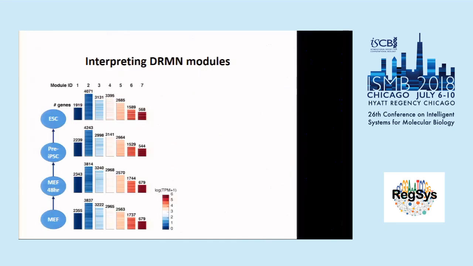Now we'll go over some ways that we're using DRMNs to try to learn about the underlying biology. This figure shows all of the module assignments in a learned DRMN. Each row in this figure represents one cell type, and each of the bars is one of our different modules. There were 7 modules here. Each bar stacks up all of the genes assigned to the module, where the genes are colored with their expression value. So you can see that this is a pretty decent discretization of the expression values, and also that the interpretation of the states is matched pretty well between the cell types.